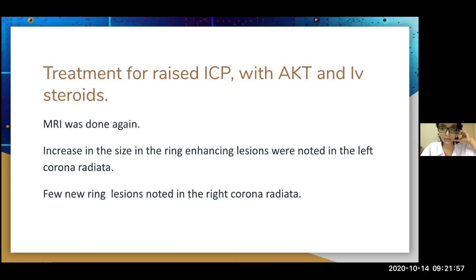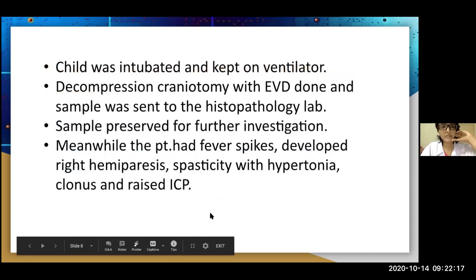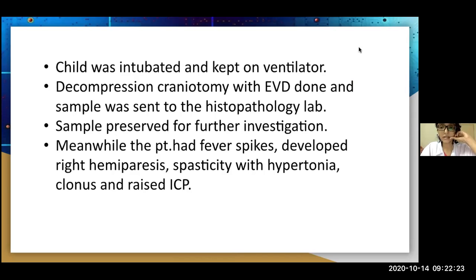At this time, we noted an increase in the ring enhancing lesions in the left corona radiata, and a few new ring-like lesions were noted in the right corona radiata as well. So we can see that it had progressively grown from the left part of the brain to the right. Then the child was intubated and kept on a ventilator. Decompression craniotomy with external ventricular drainage was done, and the sample collected was sent to the histopathology lab. The sample was also preserved for further investigation.